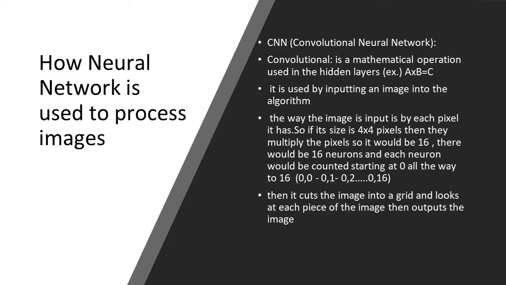The way the image is input is by each pixel it has. So if its size is 4 by 4 pixels, then they multiply the pixels, so it will be 16. There will be 16 neurons, and each neuron will be counted starting at 0 all the way to 16. So like 0, 1, 0, 2, 0, 16, stuff like that. Then it cuts the image into a grid and looks at each piece of the image that outputs the image.